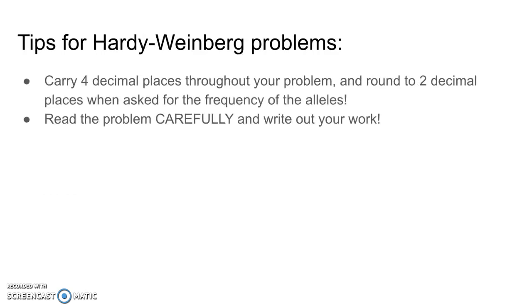All right, just 2 tips for Hardy-Weinberg problems. You'll notice in all the work that I did that I carried 4 decimal places throughout the problem, and then I rounded to 2 decimal places when asked for the frequency of the alleles, or if I was trying to compare those 2 alleles. It made it a lot easier just to compare when going through. The big thing to remember is to read the problem carefully and write out all your work, because often you'll go back and use some of the work you did before, as I did for that very last problem.